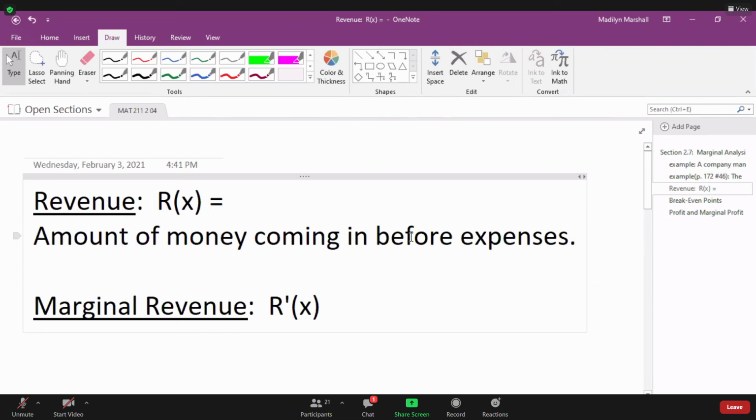So this "before expenses" part is key. Our cost function is what takes care of expenses. Revenue is just the money coming in. So our cost function is going to have nothing to do with the revenue function at this time. And we can always find revenue.